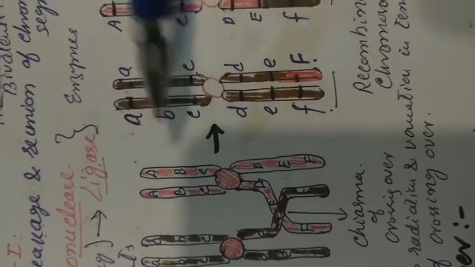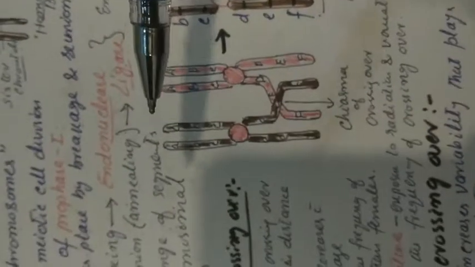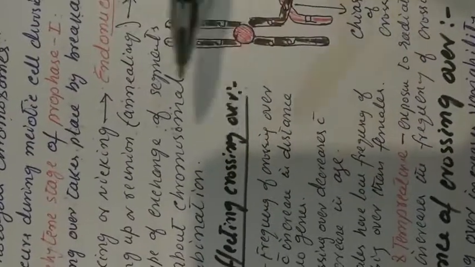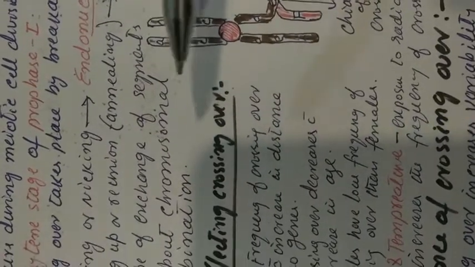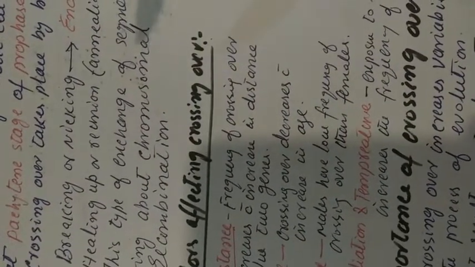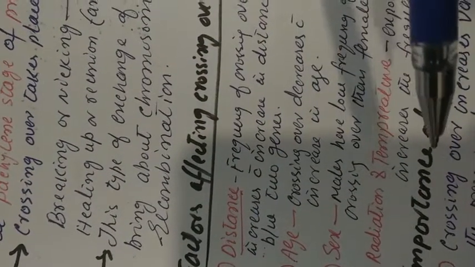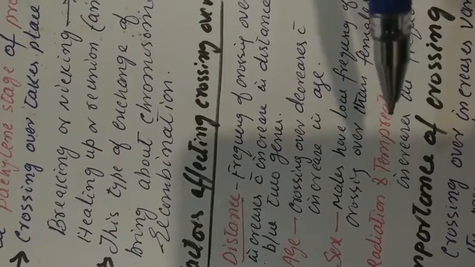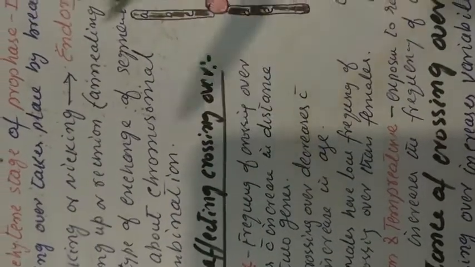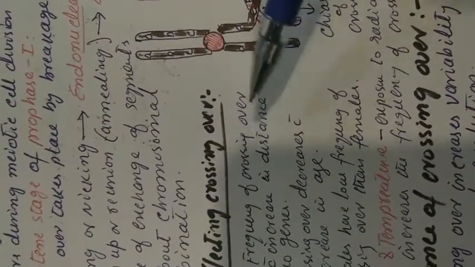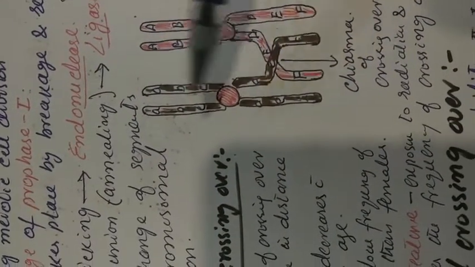There are various factors which affect the process of this crossing over. Now we will understand about the factors affecting this process of crossing over. The main factors that affect the crossing over are distance, age, sex, and exposure to radiation and temperature. So far the effect of distance is concerned, the frequency of crossing over increases with increase in the distance between two genes in a chromosome or in a chromatid.